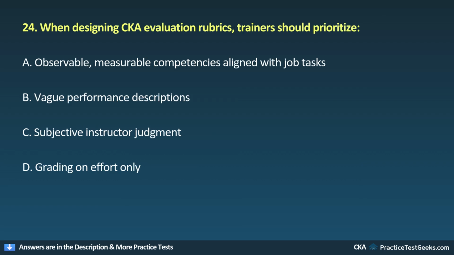24. When designing CKA evaluation rubrics, trainers should prioritize A, observable, measurable competencies aligned with job tasks. B, vague performance descriptions. C, subjective instructor judgment. D, grading on effort only.